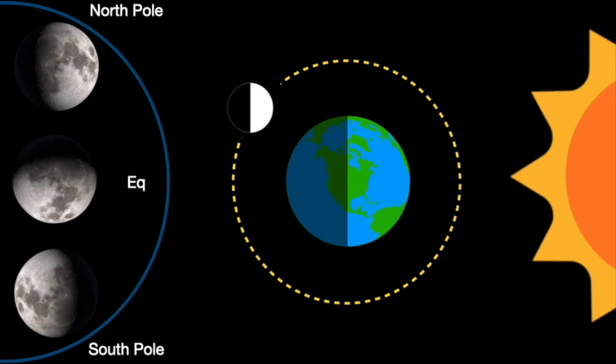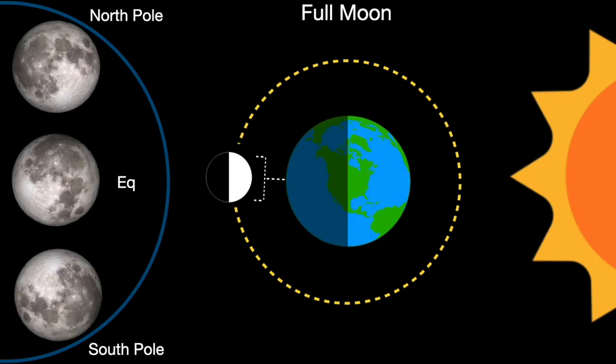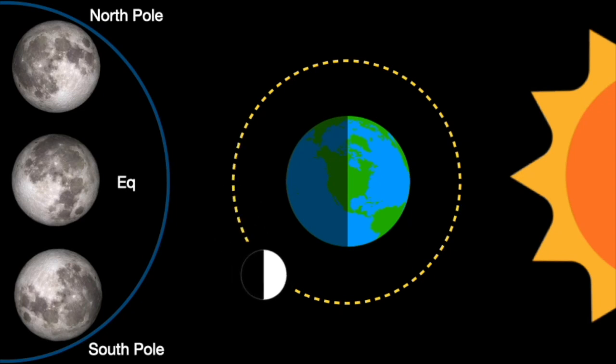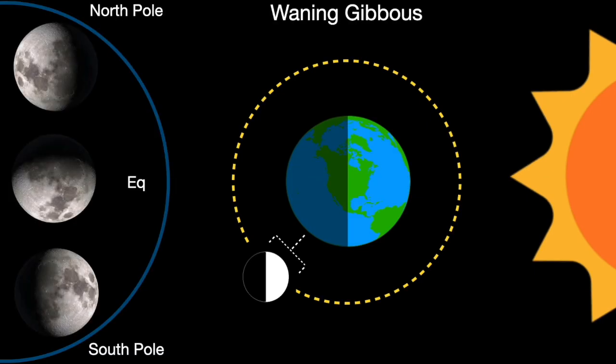Number 5, full moon. This is when the entire near side of the moon is lit up, making it the biggest and brightest moon of the whole cycle. At this point, the far side is completely dark. Number 6, waning gibbous. After the full moon, the moon starts shrinking. Waning means getting smaller. This phase looks like the waxing gibbous, but the lit up part is now fading.